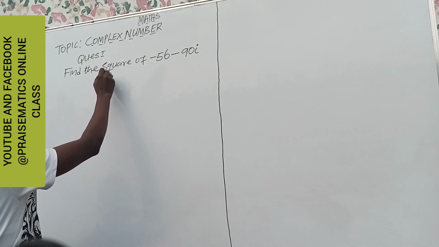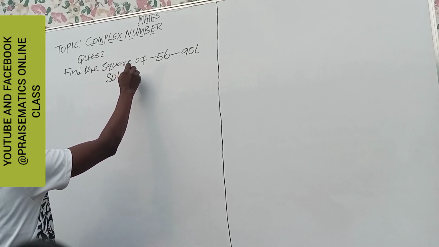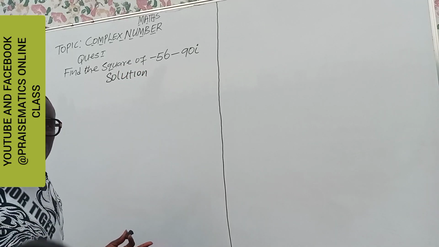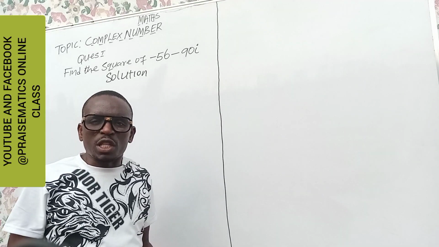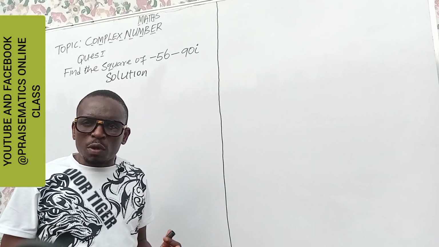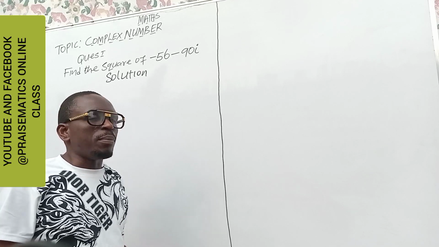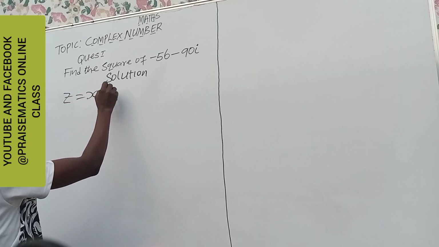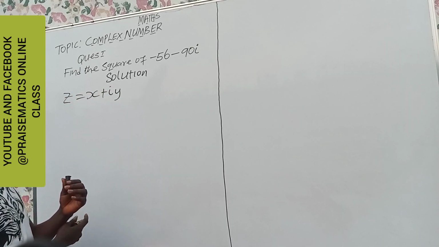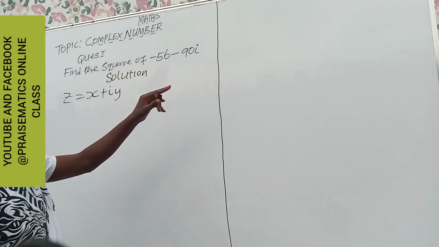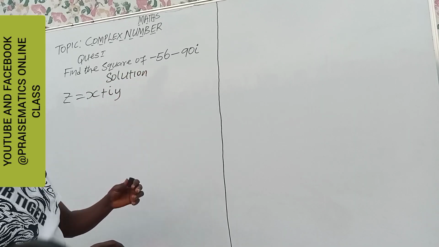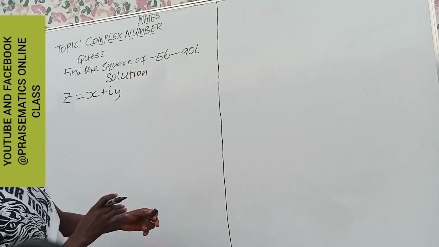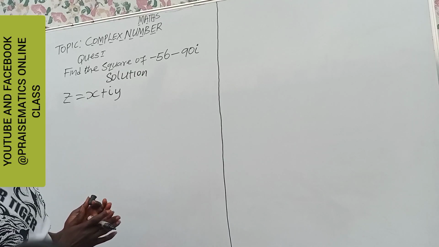Okay, solution. We know what a complex number is all about. A complex number is defined as the summation of the real part plus the imaginary part, denoted by z is equal to x plus iy. Now they say we should find the square root of this complex number. That is what we are about to look for now.